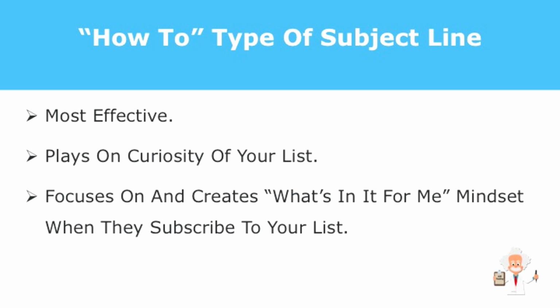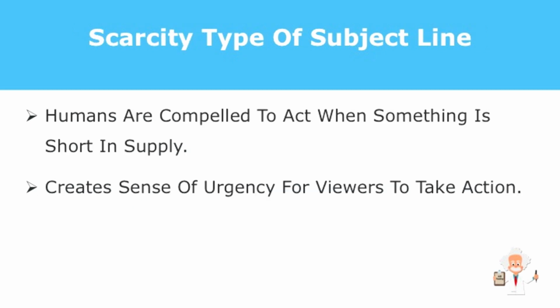This is worth trying with your list because they'll always have a what's-in-it-for-me mindset when they subscribe. Scarcity. Scarcity is in essence a powerful driver of human behavior overall. We're compelled to act when we receive information that something is now in short supply. This angle is great for you to use in your email subject lines. For example, only 48 hours left to get Avatar Genie Pro. Only 3 seats remaining, your chance to see Edmund Lowe in person.